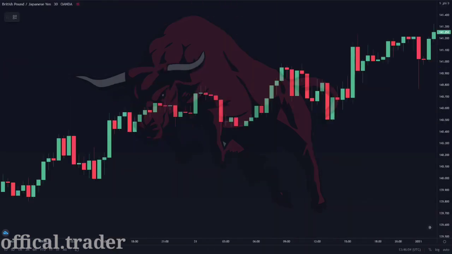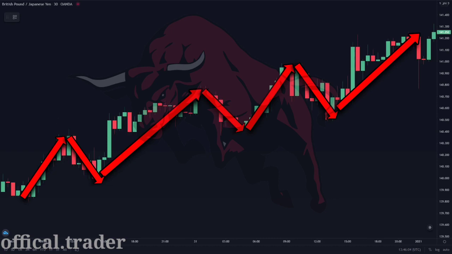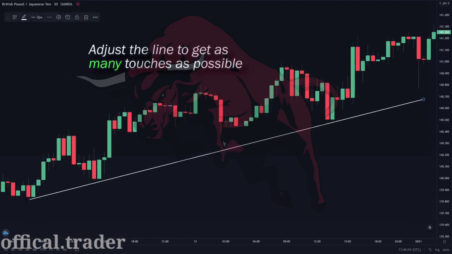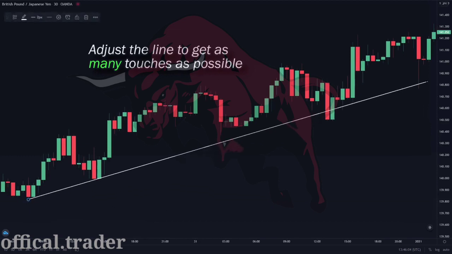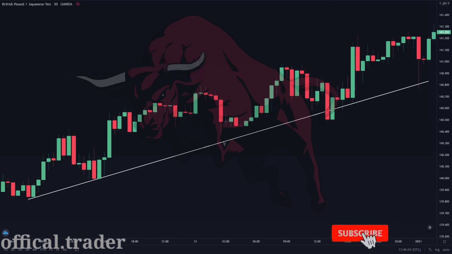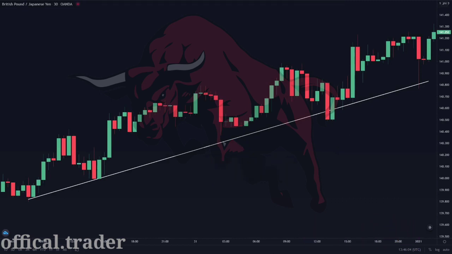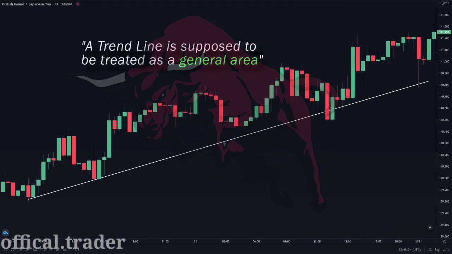In this chart, we spotted a current uptrend as prices made higher highs and higher lows. Now, because this is an uptrend, it means you want to place your trend line below the trend. Then, you want to adjust the trend line to get as many touches as possible. Now, notice that there are some points that are overlapping the trend line, and even some that are not touching the trend line at all, which is perfectly fine, because remember, a trend line is supposed to be treated as a general area, just like support and resistance.